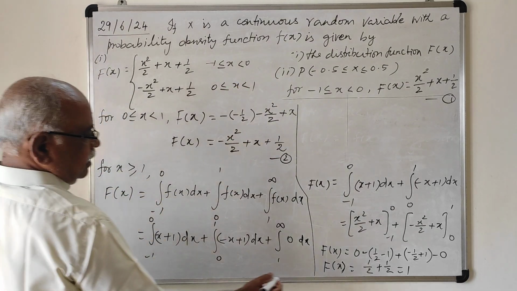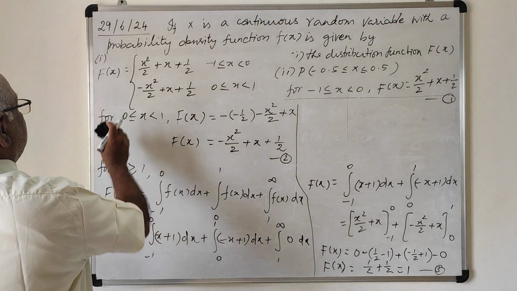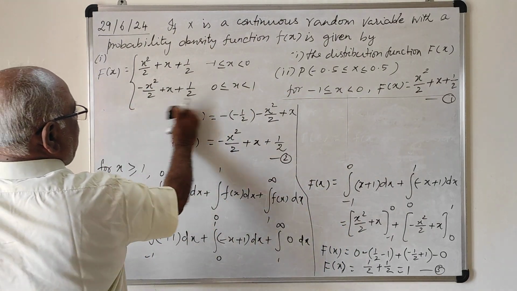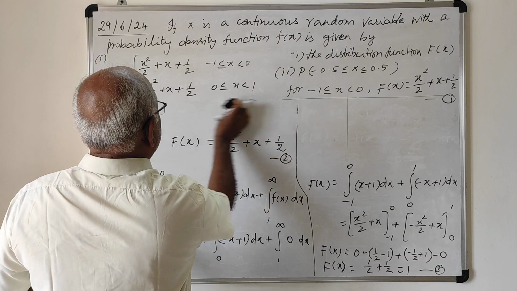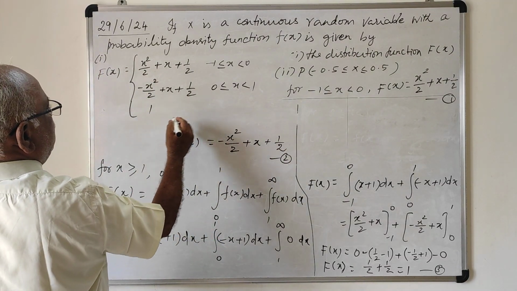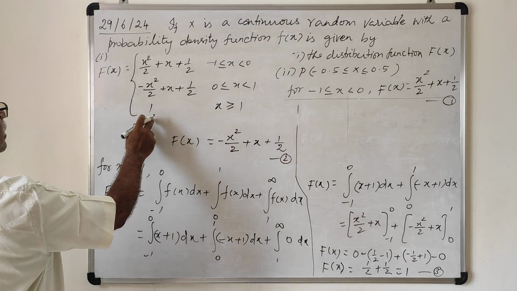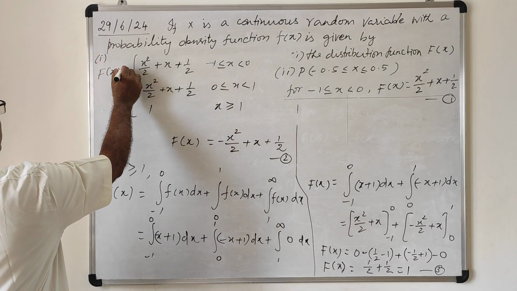Third case, this is the third case. For x greater than or equal to 1, the function is 1. For x greater than or equal to 1, F of x equals 1. This is your capital F of x.